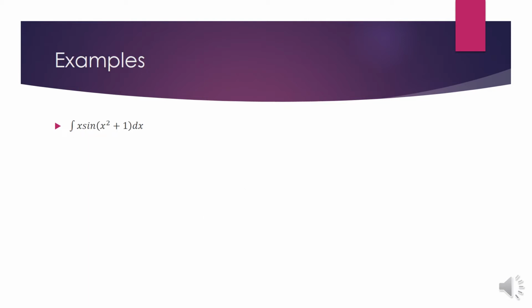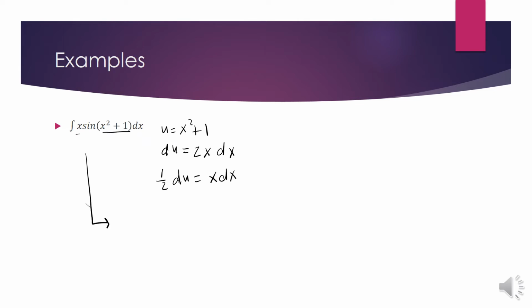Next up, let's look at x times sine of x squared plus 1. So same thing, we're multiplying, can't do this directly. But what I notice, hopefully, is that the derivative of x squared is very similar to x. So that means that u should be x squared plus 1. Then I'll take the derivative of whatever I just wrote down. So the derivative is 2x dx. But I don't have a 2 in my problem, so I need to divide by 2. So 1/2 du is x dx.